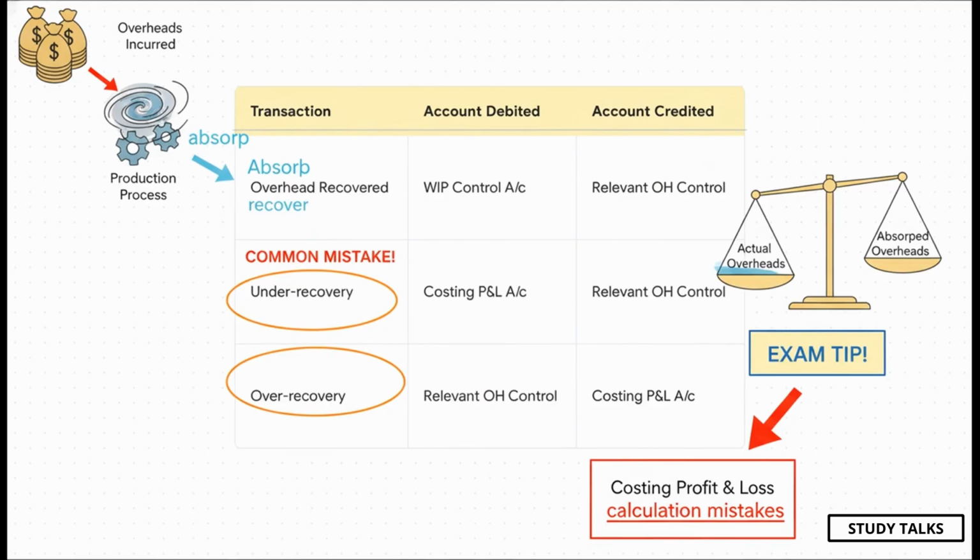Okay, let's talk about overheads. This is another one of those areas where you can get tripped up. First, we incur the overheads, which we just saw, but then we have to absorb or recover them into our production costs. We do that by debiting WIP and crediting the overhead control account. Now, at the end of the month, the amount we incurred might not perfectly match what we absorbed. That difference is called under or over recovery, and that difference has to be transferred to the costing profit and loss account. It's a classic adjustment in exam problems, so watch out for it.